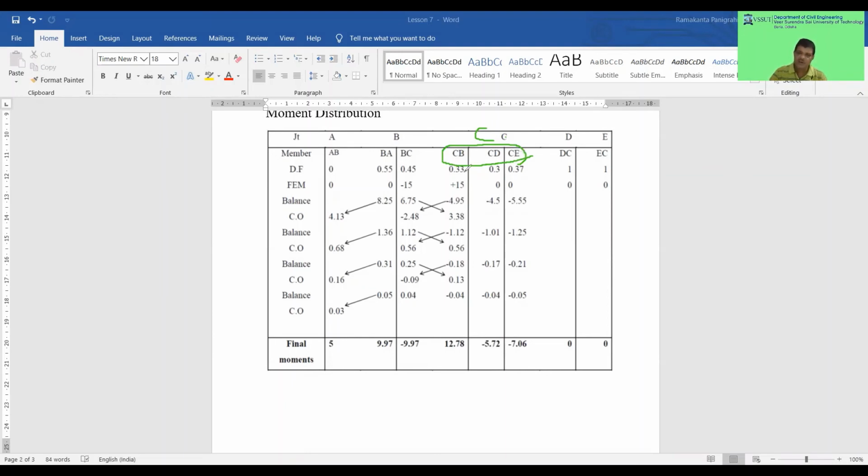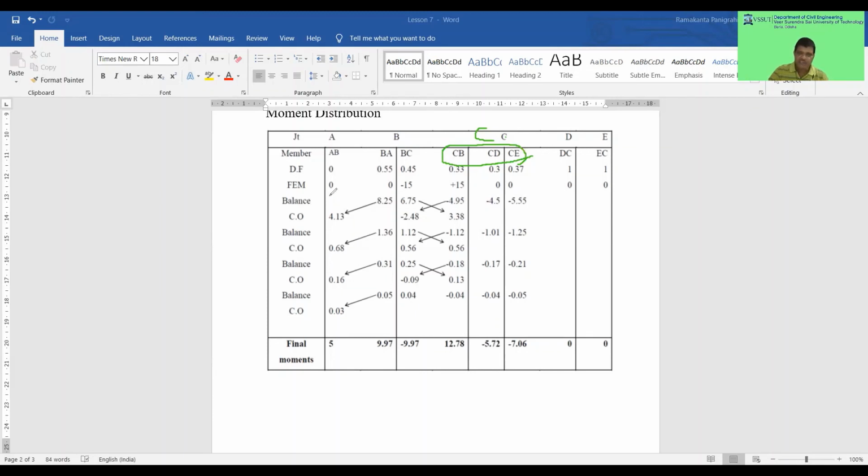Suppose you are balancing section C and the moment comes 10. So 10 into 0.33 goes to CB, 10 into 0.3 goes to CD, 10 into 0.37 goes to CE. So this is the principle. If a number of members are meeting at a joint, the unbalanced moment, when you do the balancing, the balanced moment, whatever the sign convention, multiplied by the distribution factor goes to the respective members.